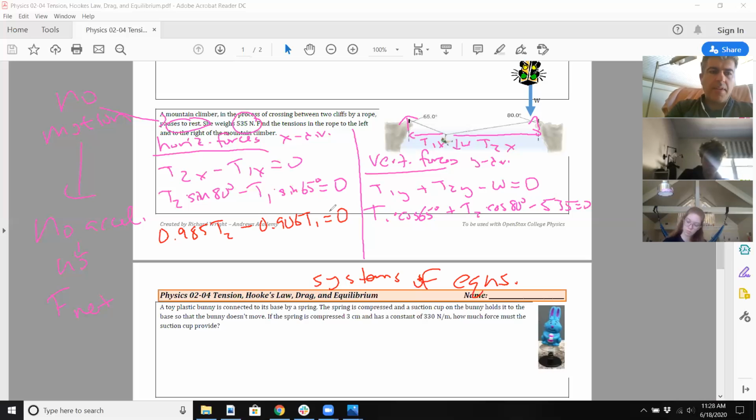You can do substitution if you want. Cos 65 is 0.423. Next one is cos 80, which is 0.174. I'll leave the 535 to the side. And then you can stack the equations, or do substitution. I kind of leave it up to you what you want to do. Actually, I'd probably do substitution personally. And you solve for T1 and T2.